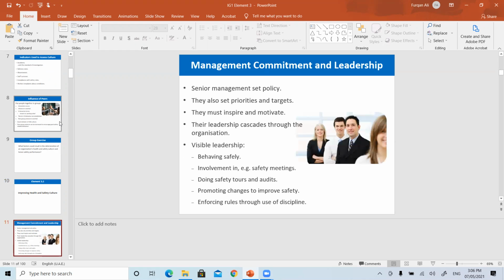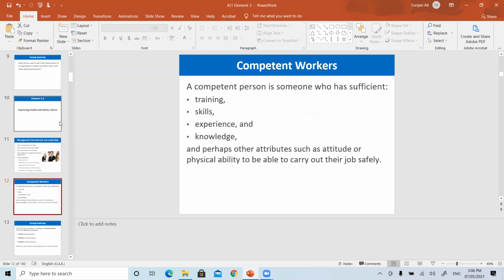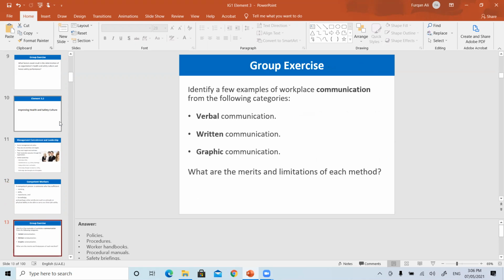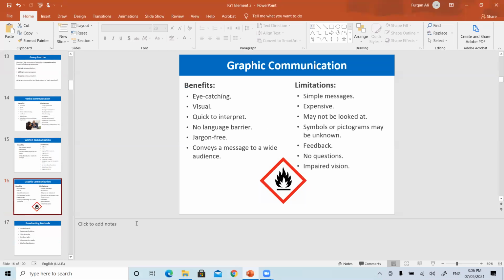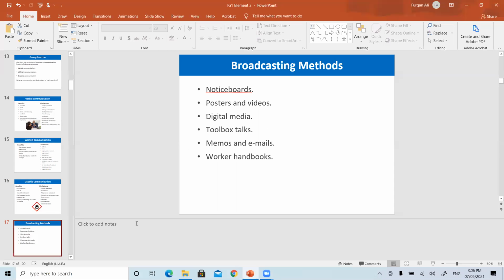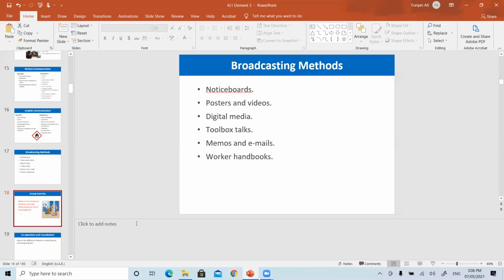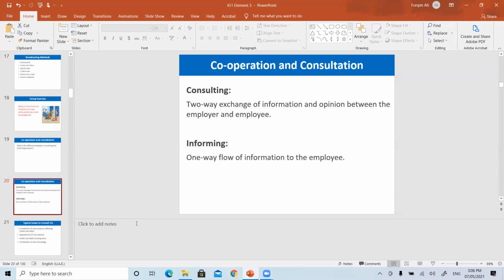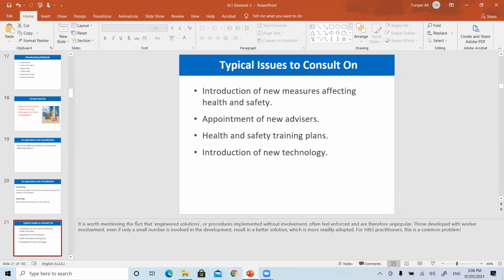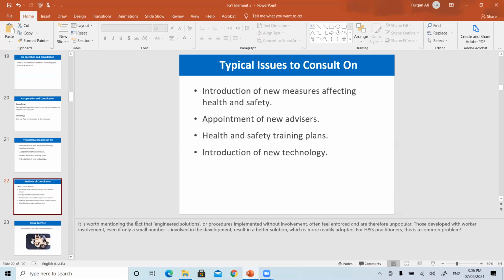What are the most important factors? They include management commitment, competence of workers, and good communication. These can improve the safety culture of an organization. We discussed the benefits and limitations of various communication methods. We discussed broadcasting methods. We discussed consultation and information, and the difference between these two.